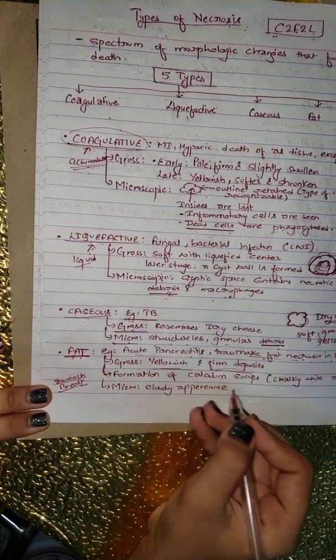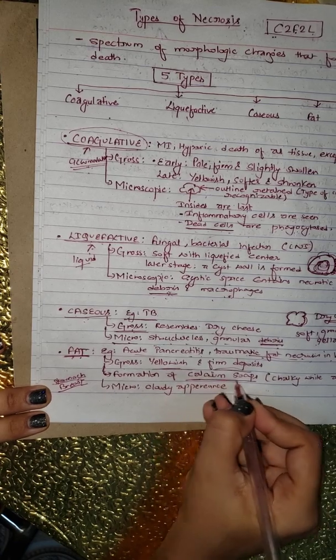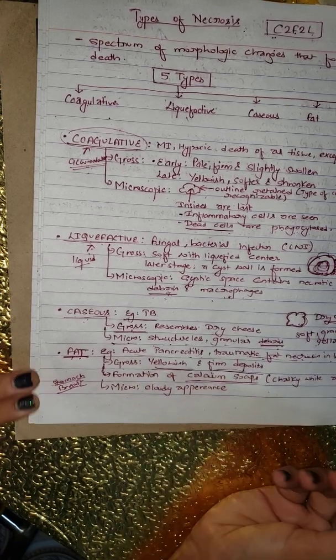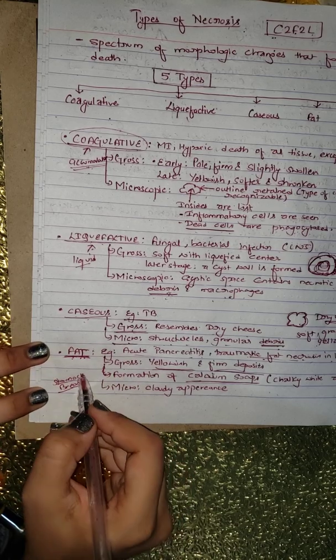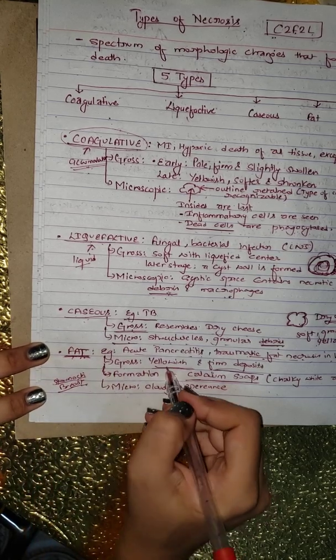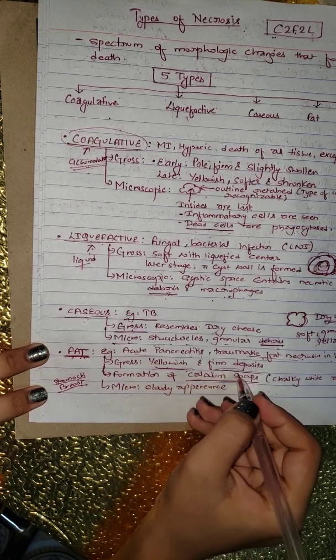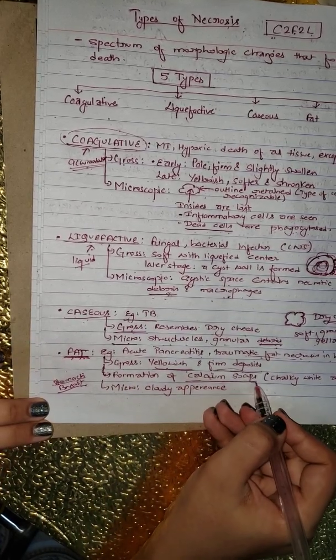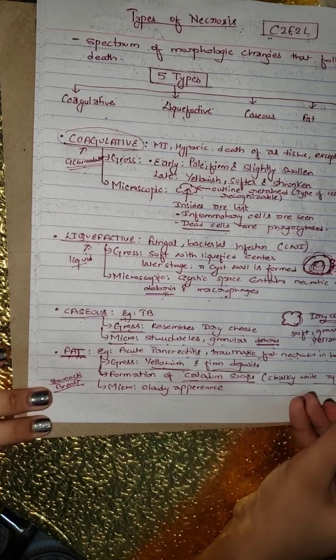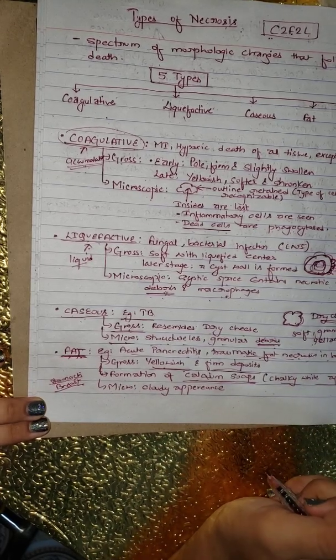Wherever the fat is, there are calcium soaps. We should not forget this. So if it is the fat type, we can easily remember some things: it is yellowish in color, firm deposits are there, and formation of calcium soaps is there. That means a chalky white appearance can be seen in the cells.